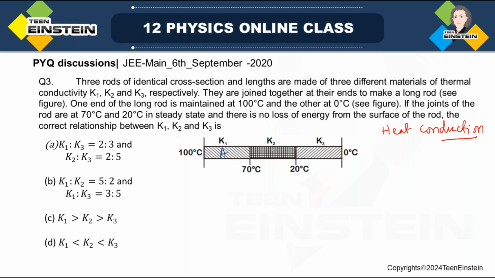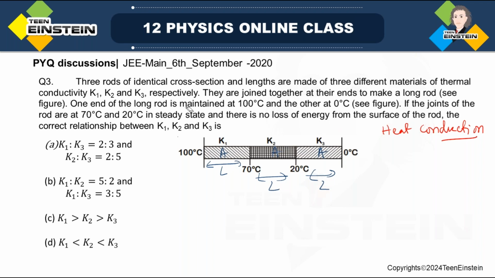So the area of cross section for all of them is the same. You can see that, all of them are the same. And lengths also, you can see all of them have the same length, L, L and L. So these are the information given here so far.